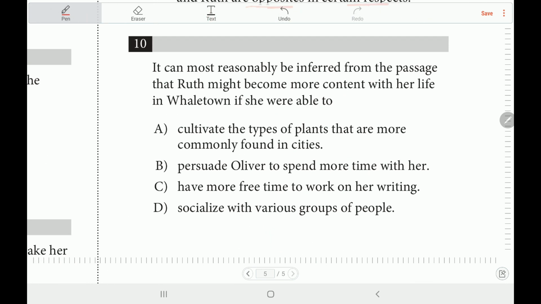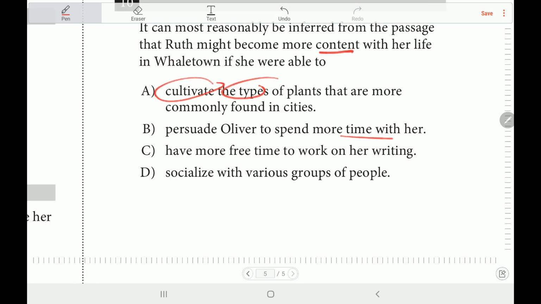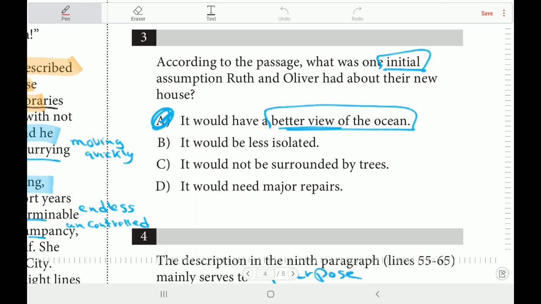Question 8, then the last one. It can most reasonably be inferred from the passage that Ruth might become more content, meaning happy, with her life in Whaletown if she were able to do what? Cultivate types of plants that are more commonly found, persuade Oliver to spend time with her, have more free time to work on her writing, socialize with various groups of people. I think all of you knew the answer of this question and where the answer is. Where is the evidence for this question?